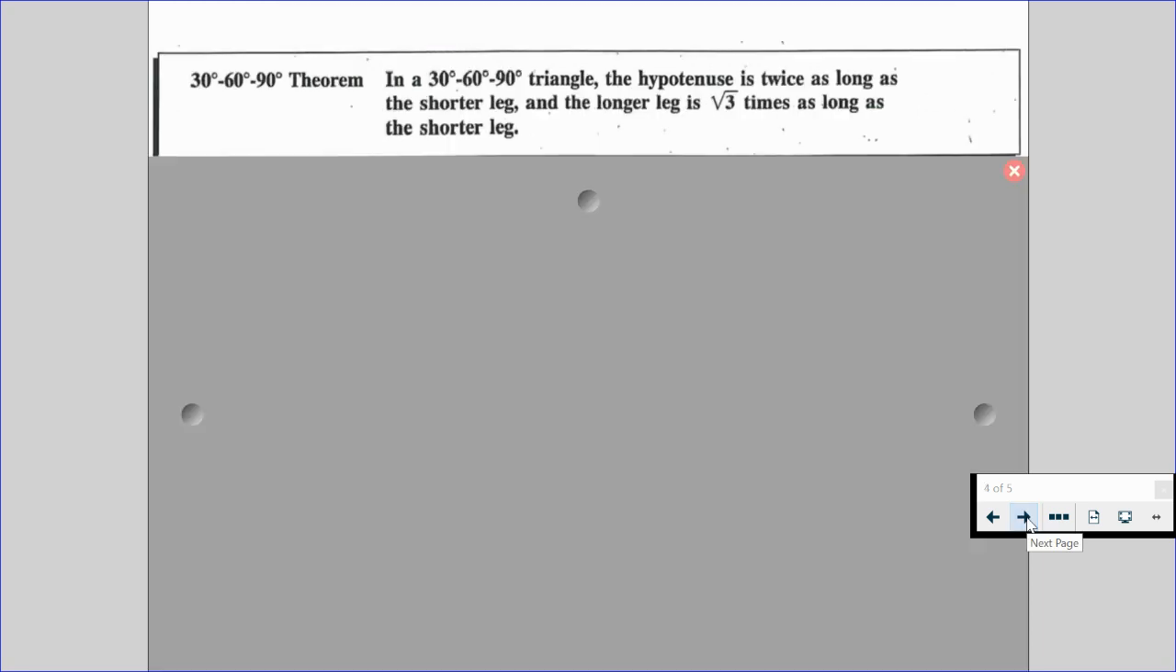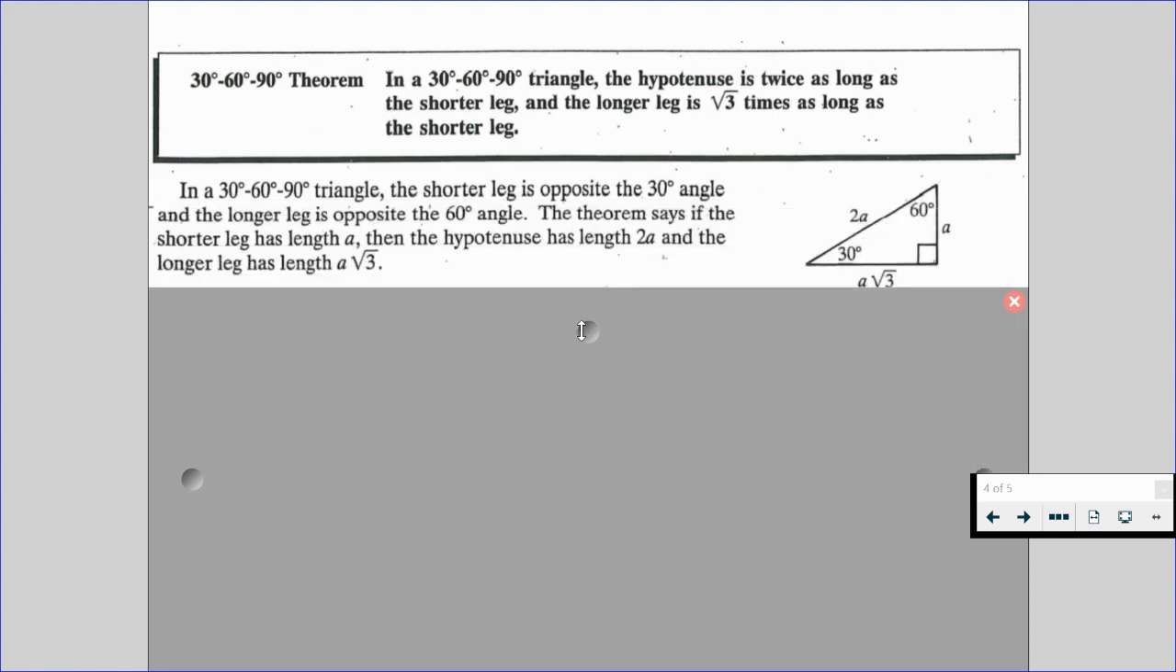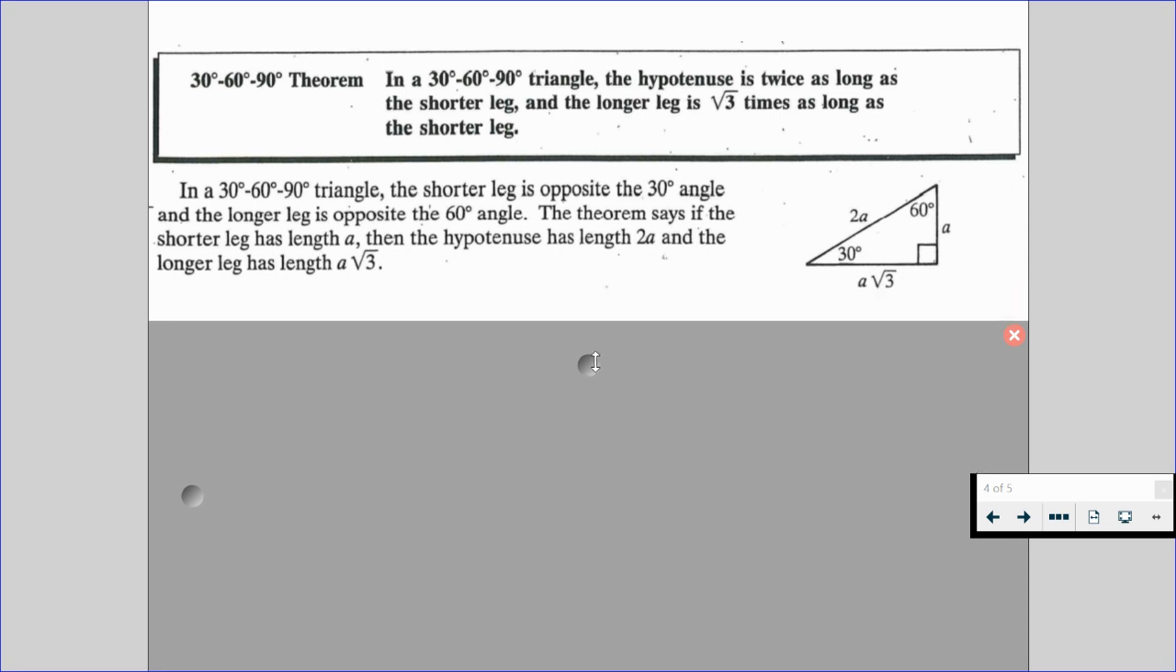We also have a 30-60-90-degree triangle, and there's a theorem corresponding with that. In a 30-60-90-degree triangle, the hypotenuse is twice as long as the shorter leg, and the longer leg is root 3 times as long as the shorter leg. So in a 30-60-90-degree triangle, the shorter leg is opposite the 30-degree angle, and the longer leg is opposite the 60-degree angle. The theorem says that if the shorter leg has a length a, then the hypotenuse has length 2a, and the longer leg has length a root 3.